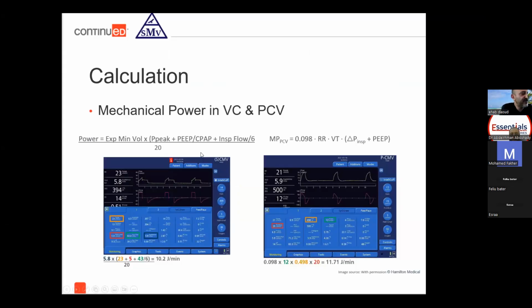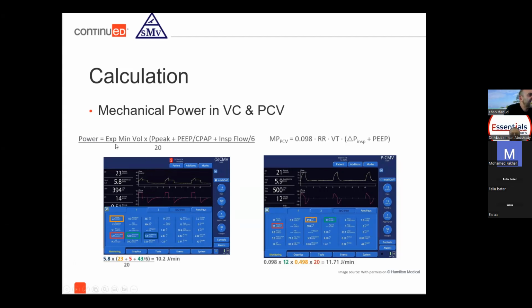All right, another way of calculating it is just an example. So this is a patient on the volume controlled mode with a constant flow, square waveform. We have the peak pressure, we have the plateau pressure. We have a peak of 23 centimeter water. We have a plateau, I'm sorry, I can't see it very well. Anyway, we have a PEEP of 5 here.